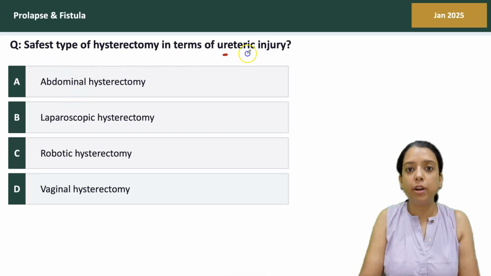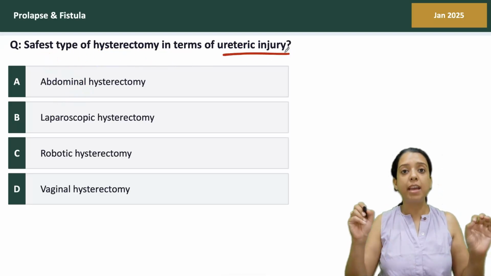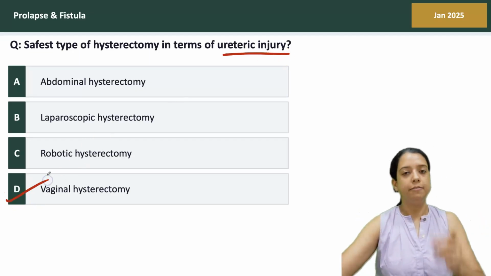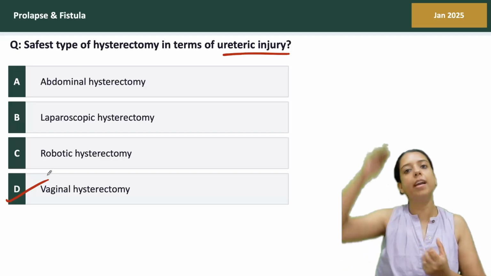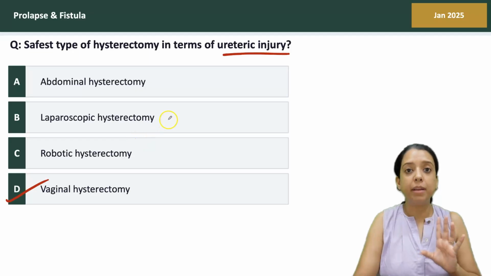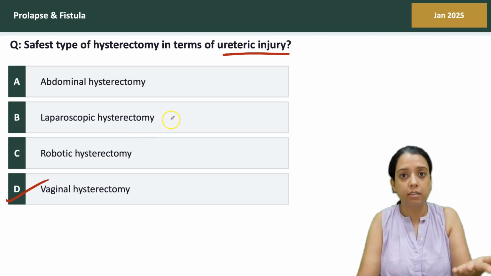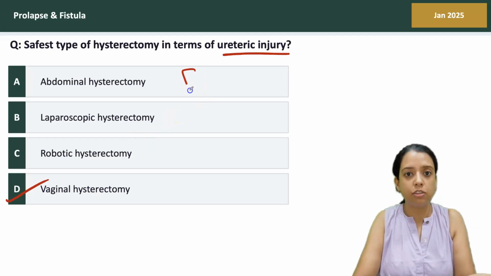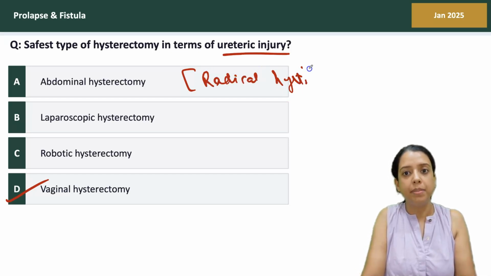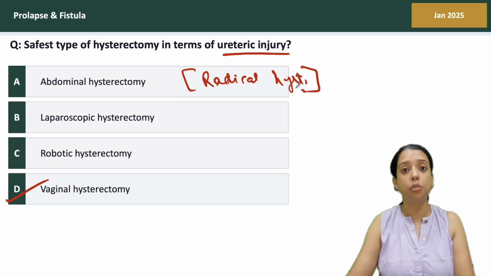Safest type of hysterectomy for ureteric injuries. Yes, ureteric injuries are very common in hysterectomy, but the safest is vaginal. When you do vaginal hysterectomy, the ureter is far away. You can't injure the ureter. Abdominally, the hysterectomy with highest risk of ureteric injury: radical. When you are removing everything, there are chances you will injure the ureter.